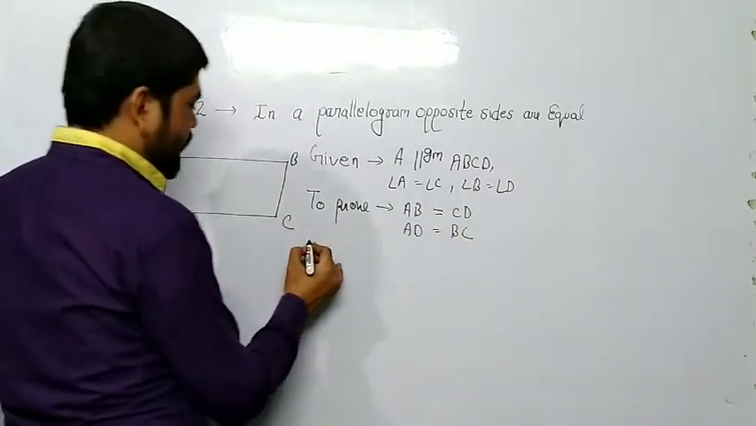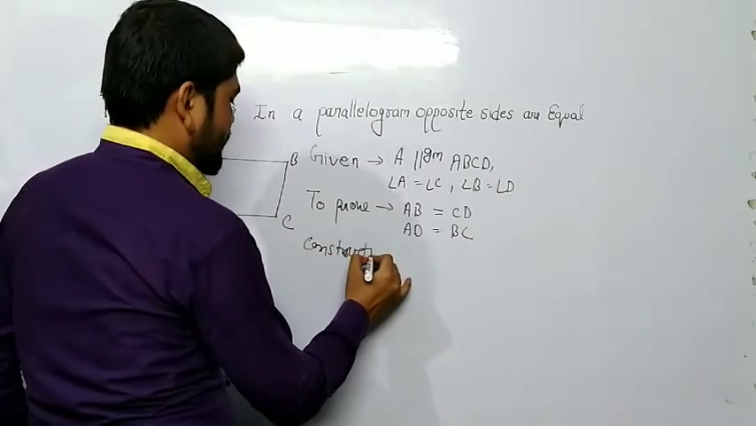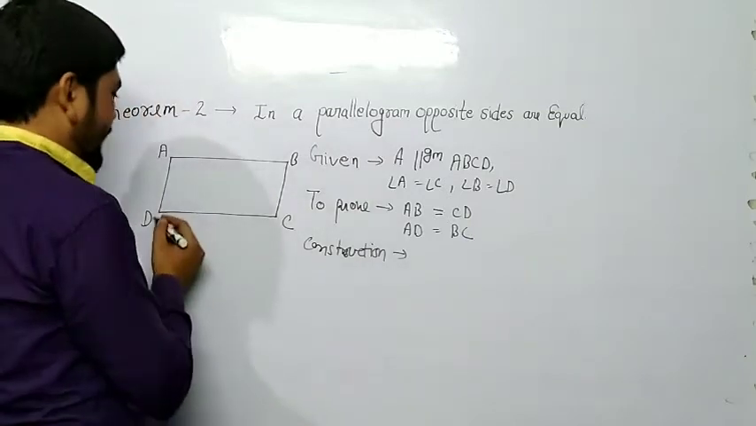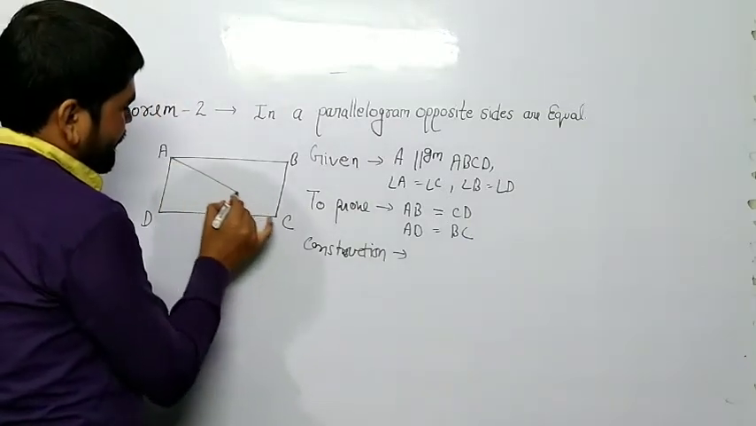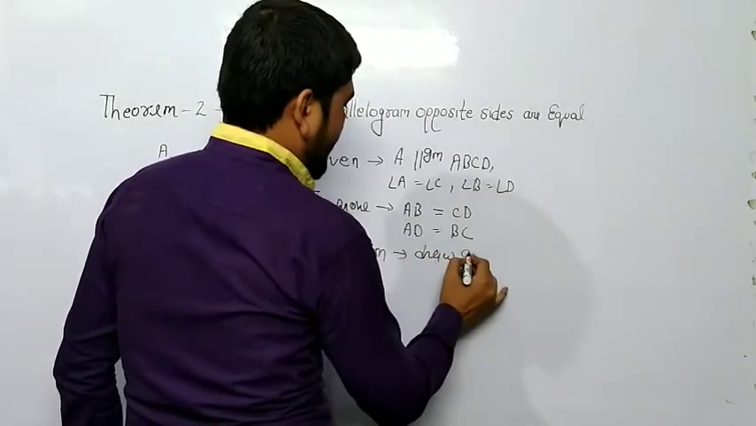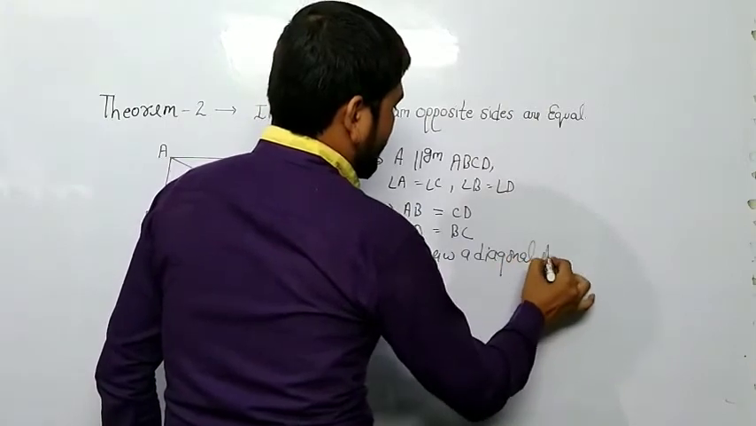Now again construction is required. So construction: draw a diagonal. Any one diagonal you can draw here. So I am drawing diagonal AC. Draw a diagonal AC. This is our construction.